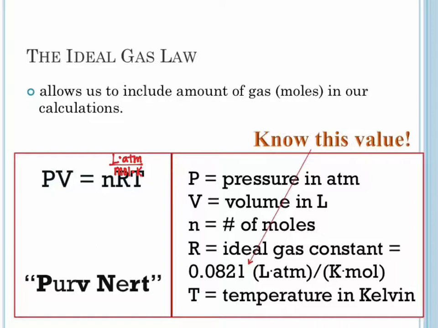Pressure is what? In this, it's ATM. What's the unit on V? Liters. N is moles. And T is Kelvin. So this is where this unit comes from. That is a unit. Okay? It's 4 units, but that's the unit for the ideal gas constant.